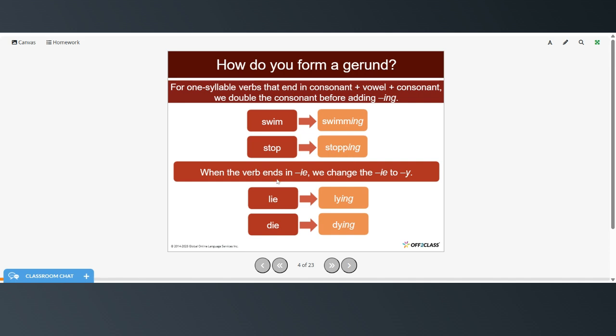S-T-O-P-P-I-N-G. When a verb ends in I-E, we change the I-E to a Y before adding the ing. So lie, L-I-E, becomes lying, L-Y-I-N-G, and die, D-I-E, becomes dying, D-Y-I-N-G.